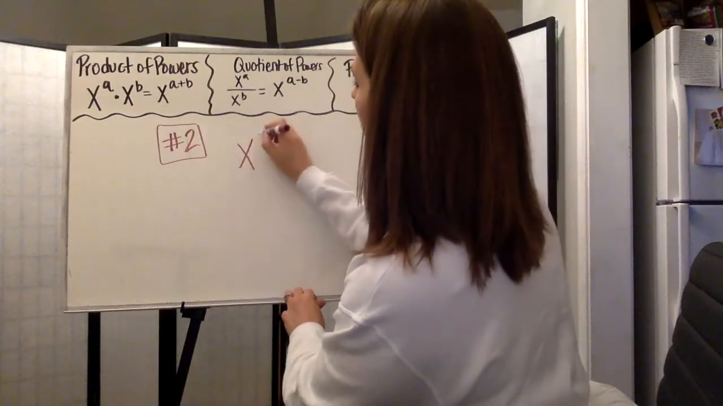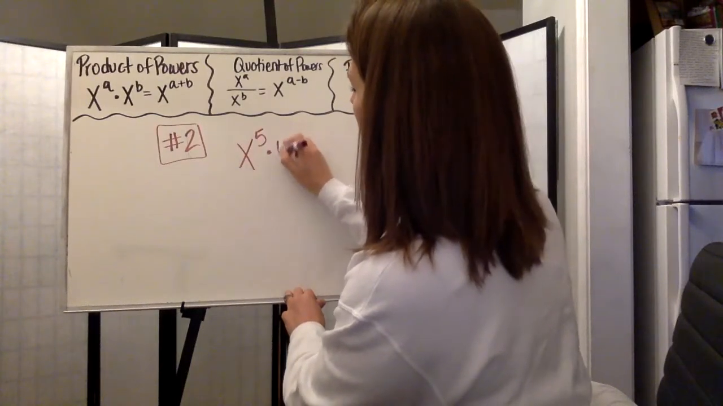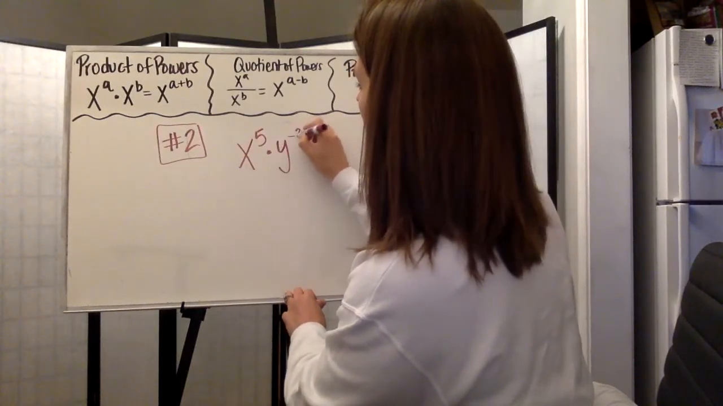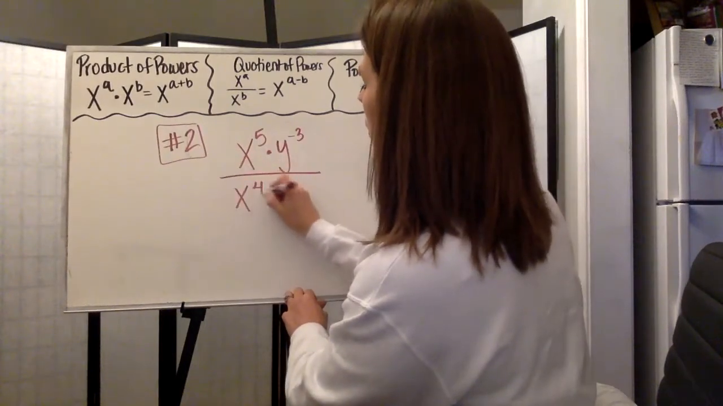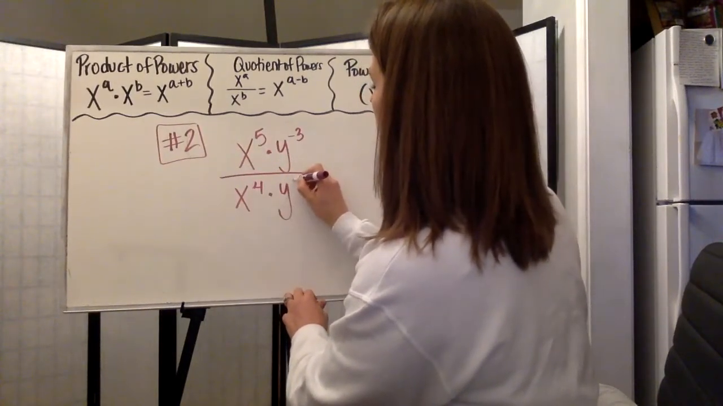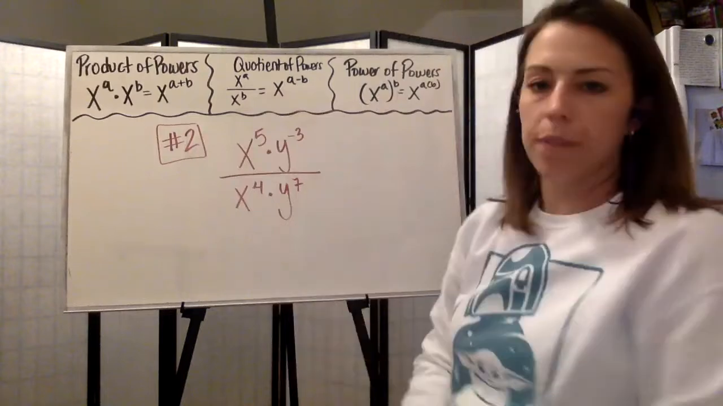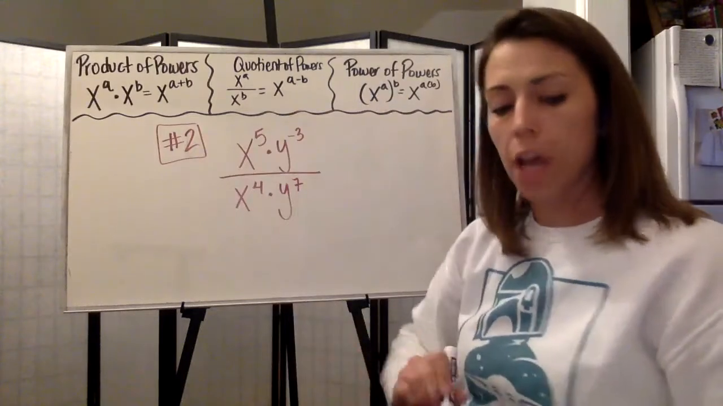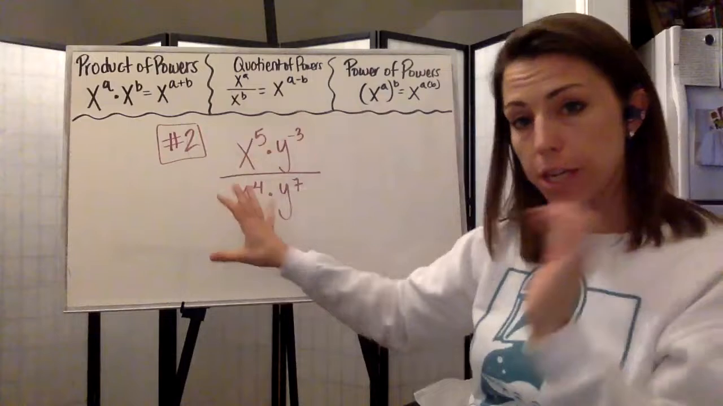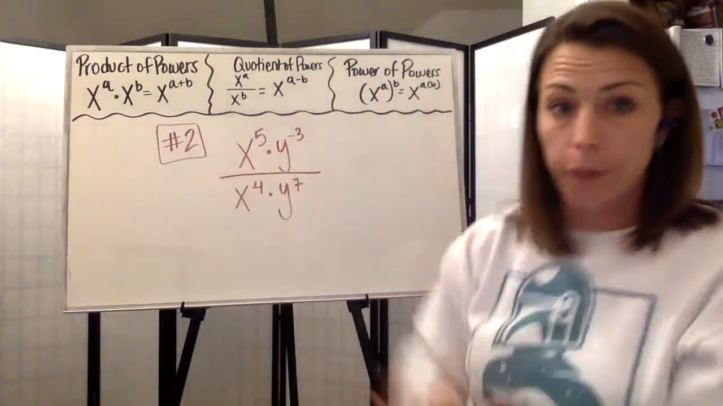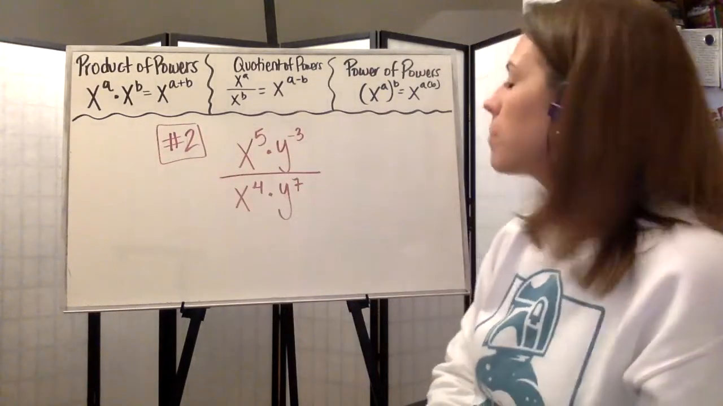Let's go x to the 5th times y to the negative 3rd divided by x to the 4th times y to the 7th. I don't know, I just made that one up. Okay, so we have a quotient of powers. I think that's pretty obvious because it is a quotient with powers, right? We're trying to make this as easy as possible on you.